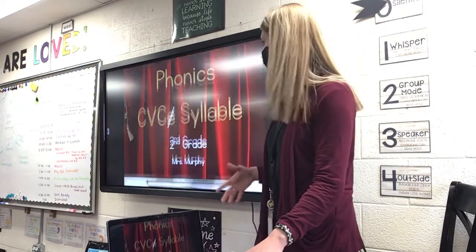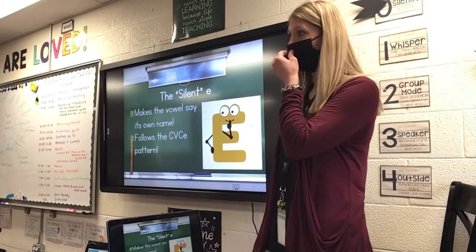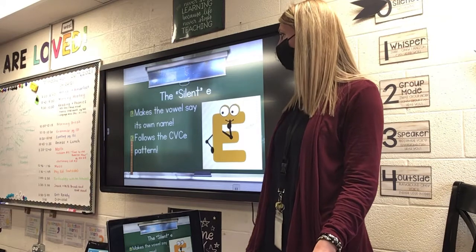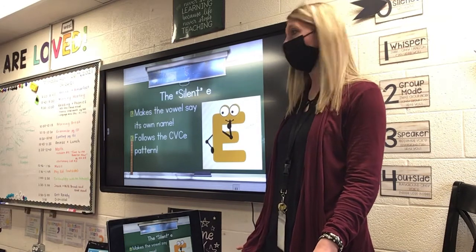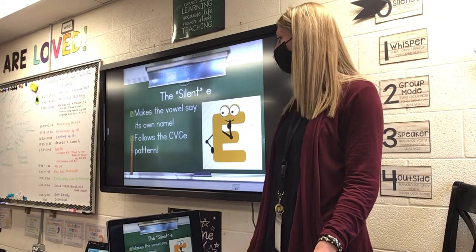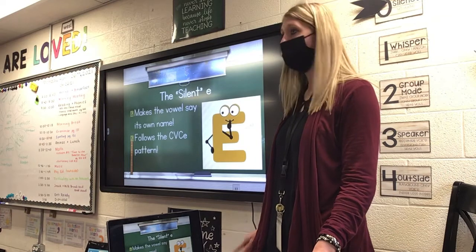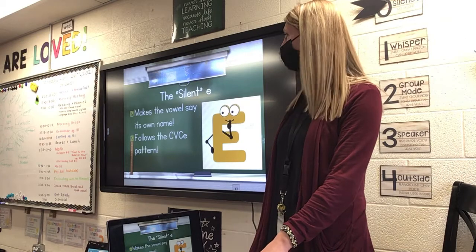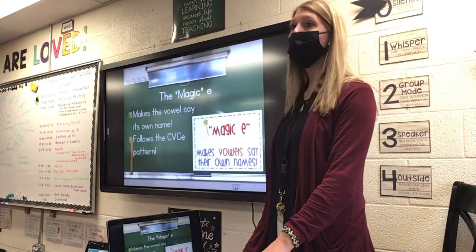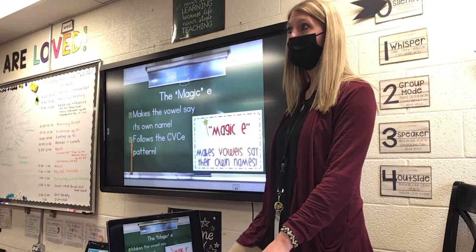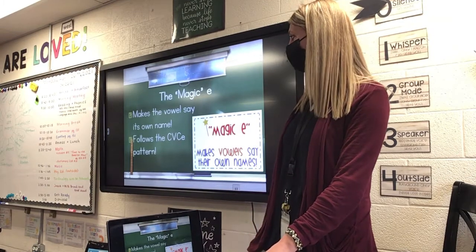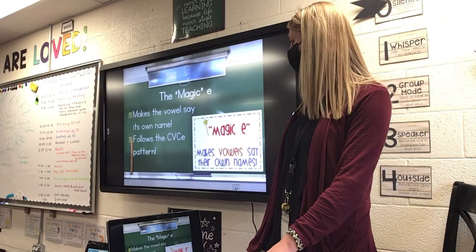So look up here. The silent E we have learned. Now I know Lily wasn't with us, but we learned that the silent E makes the vowel say its own name, and it follows the CVCe pattern. Okay? So one name for it is the silent E. We have the magic E. Remember this in second grade and maybe first grade? It makes the vowel say its own name, and it follows the CVCe pattern.